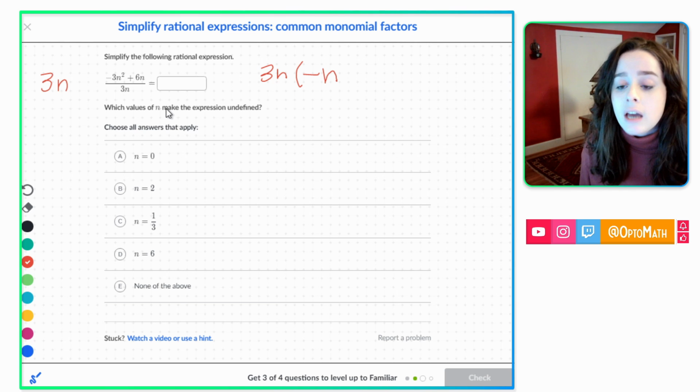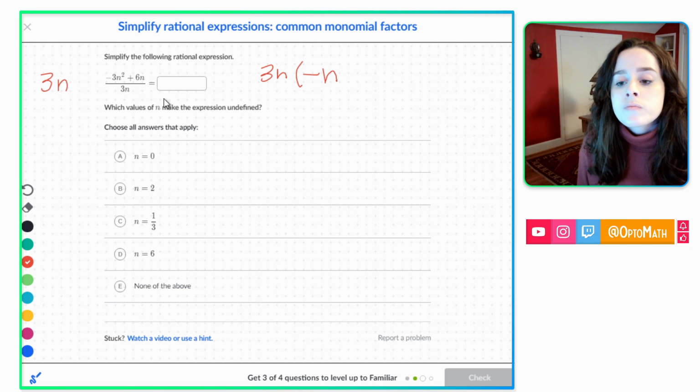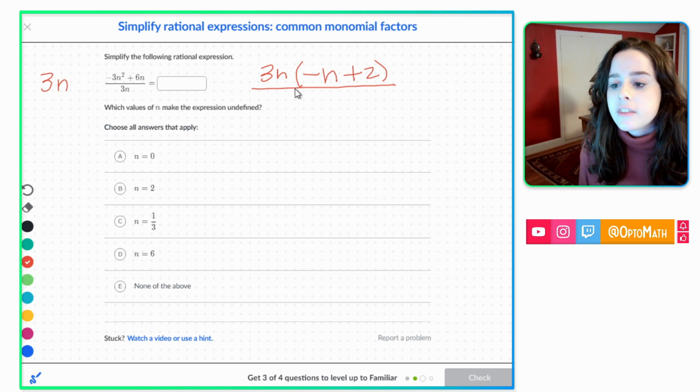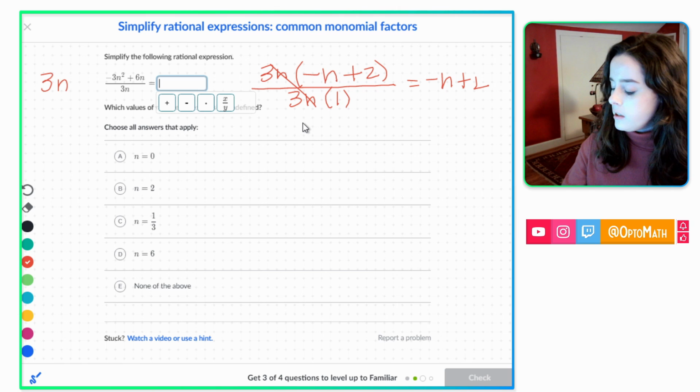Again, if you want to do that flat out, in case it's hard to just think about, you can do the negative 3n squared divided by 3n. That's what I'm really doing there. And then what's left over from the 6n is just a positive 2. Then if we take the 3n out of the denominator, we just have a 1 there. So that's our common monomial factor that simplifies to 1, and then we're just left with negative n plus 2. So we'll type that in here.